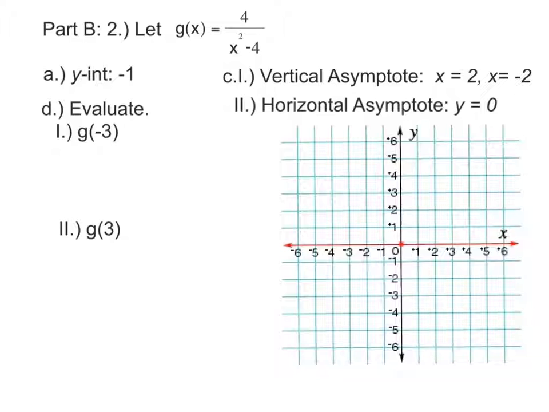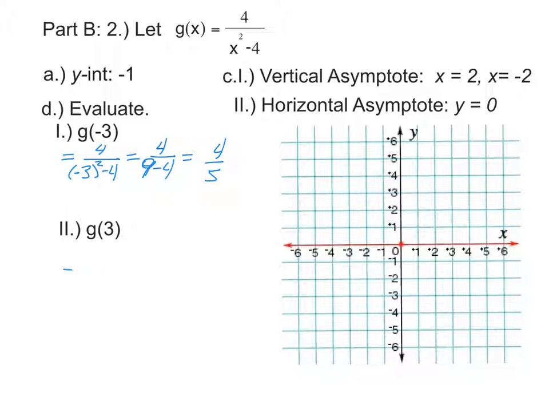Next, you'll notice that I have you evaluate for two different points. For g of negative 3, all we have to do is take negative 3 and plug it into our function everywhere we see x. So when we have x squared minus 4 in the denominator, I'm going to substitute negative 3. Well, negative 3 squared is 9, and 9 minus 4 is 5. So this will simplify to being 4/5, or 0.8.